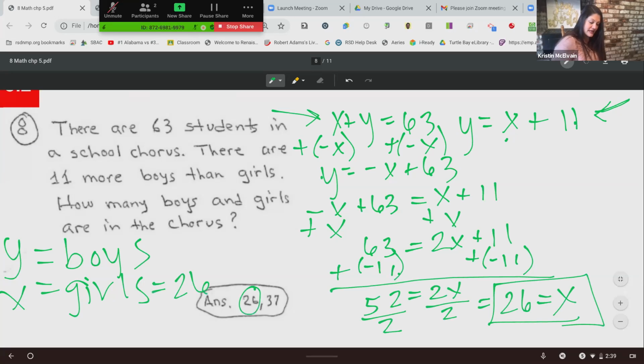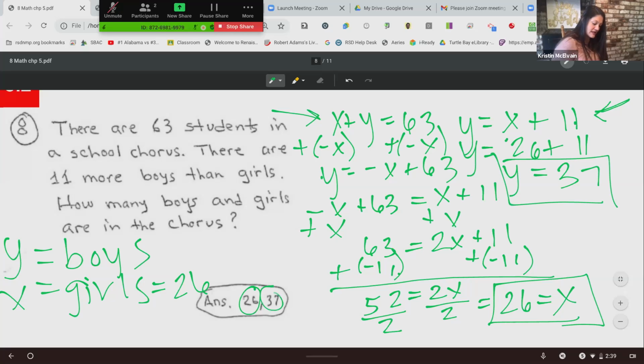And we're going to plug it in up here. So then our boys is 26 plus 11. So y equals 37. And the way we would write that is as an ordered pair, x, y: 26, 37. If you had graphed those two lines, that would have been the point at which the two lines intersected.